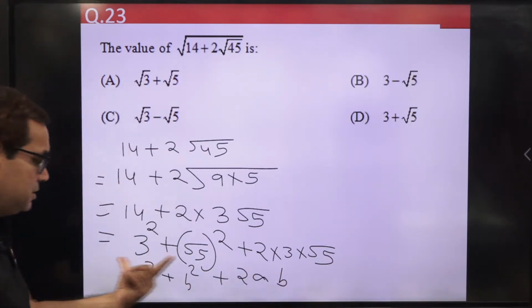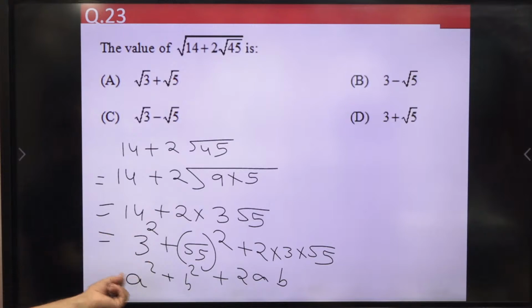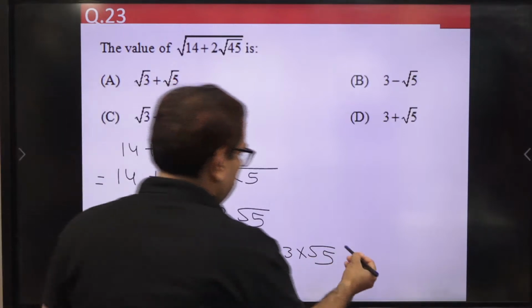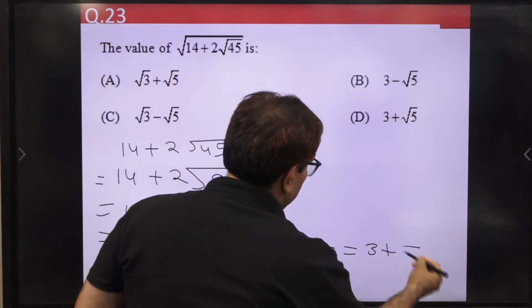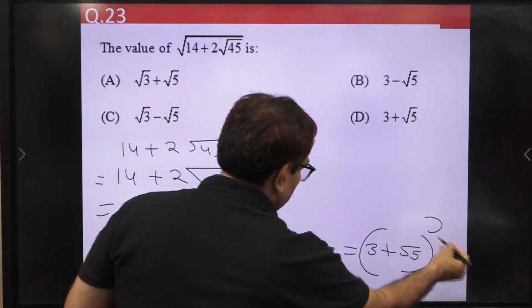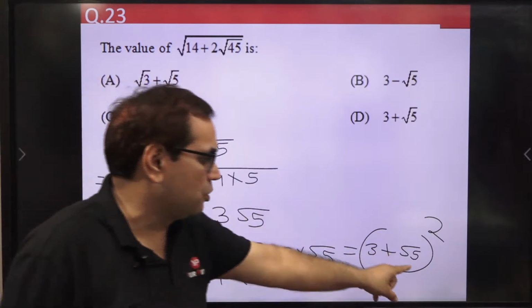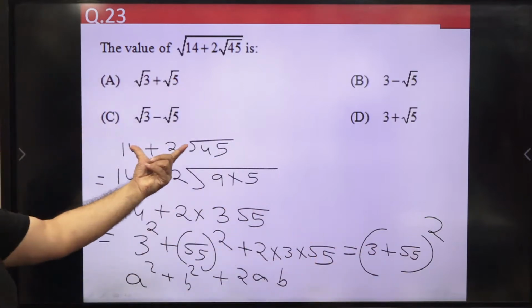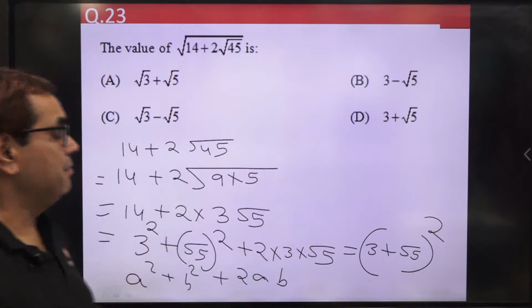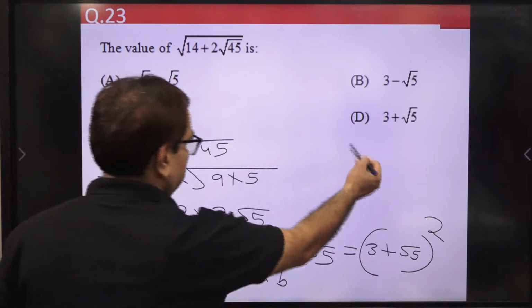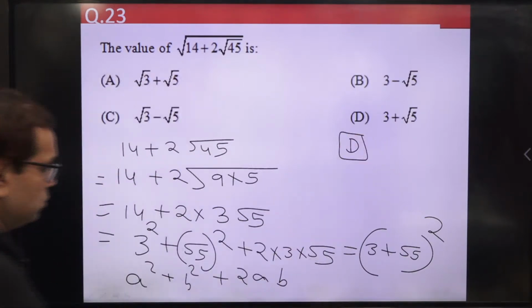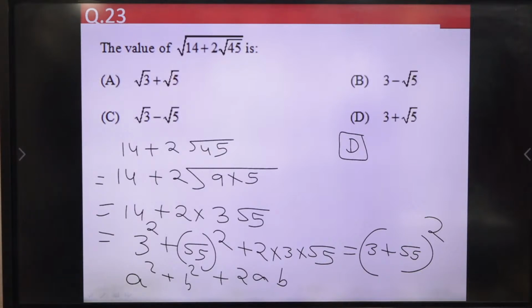So obviously this is the square of what? It is the square of a plus b. So it is the square of 3 plus root 5. So if this quantity is the square of 3 plus root 5, it means the square root of this quantity will be 3 plus root 5. So D will be the right answer. You can use any approach which is comfortable for you.